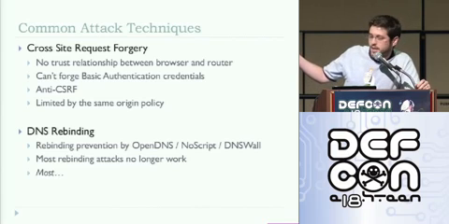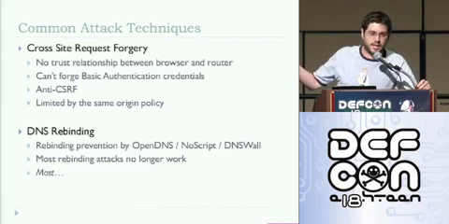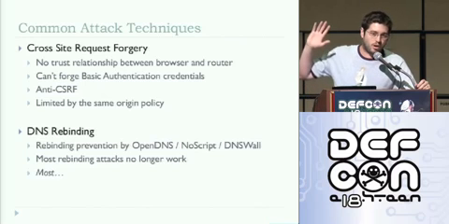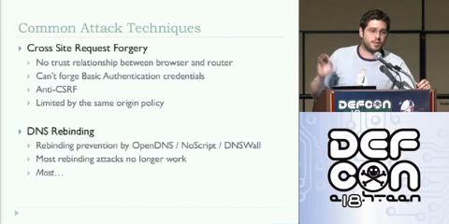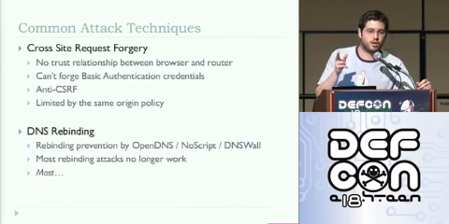And we also have services like OpenDNS, NoScript, and DNSWall. Basically, all of these protections are designed to protect your internal network. And the way they do that is they say, okay, if you're an external domain, you shouldn't be resolving to an internal IP address. So they block anything that resolves to an internal IP.